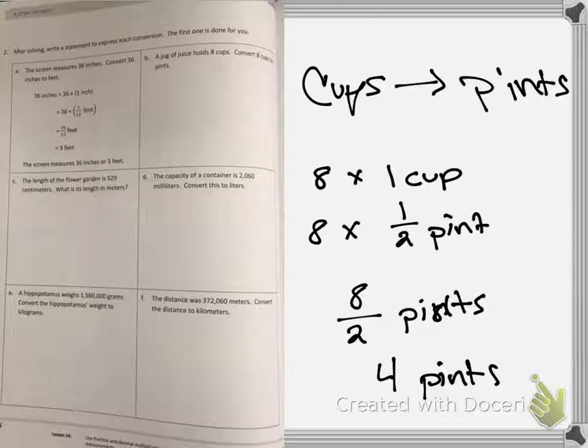But again, we had to write a written statement to support this. We could say, over here it just easily says the screen measures 36 inches or 3 feet. So we could say the jug holds 8 cups or 4 pints.